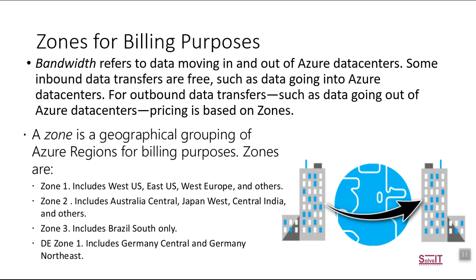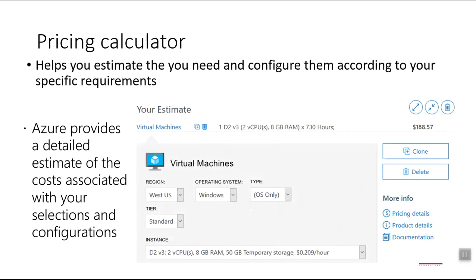If I were to have an office in the US and I were to download my data from the Singapore data center, that would be transferred between Zone 2 and Zone 1. So the charges are almost double, right? So take that into consideration as well.